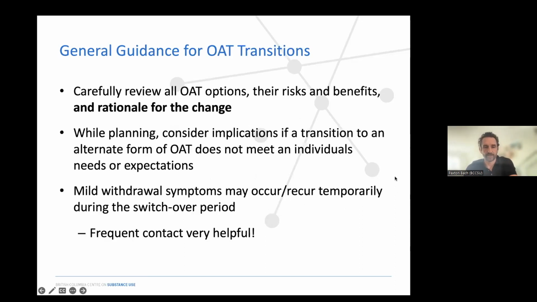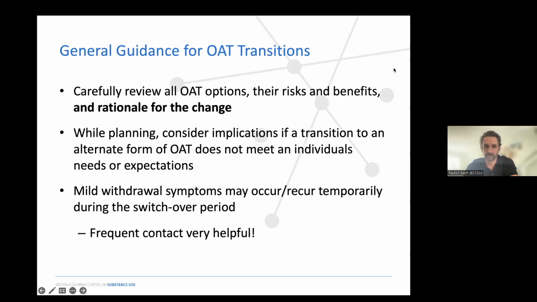So moving on from that quick review of slow-release oral morphine in general, the subject matter today is OAT transitions. And I think there are a few considerations that need to be discussed anytime an OAT transition is being considered, whether that's methadone to slow-release oral morphine or the other way around. These are periods of transition which require a fair amount of thought, discussion, and collaborative decision making with an individual.